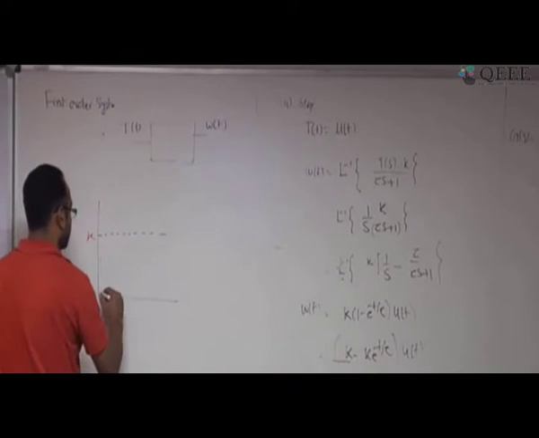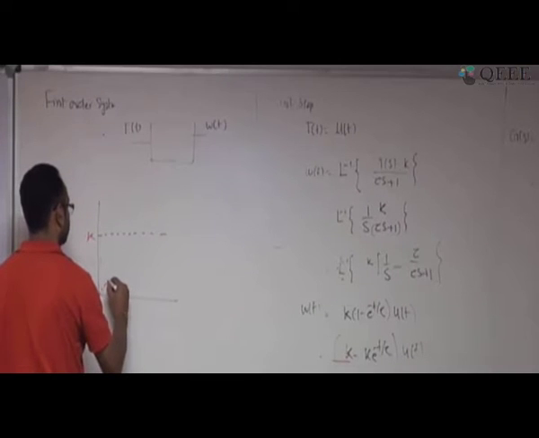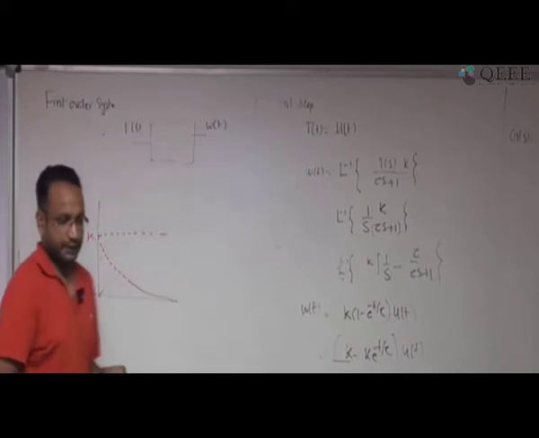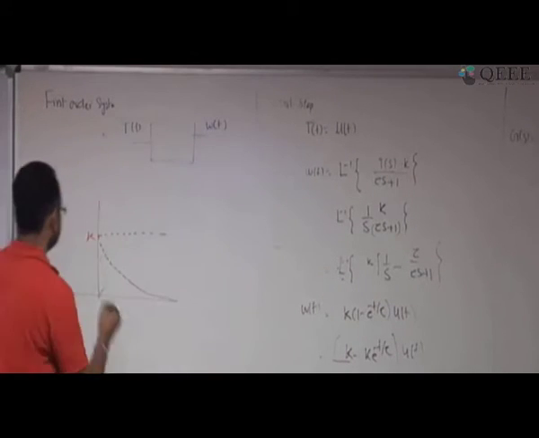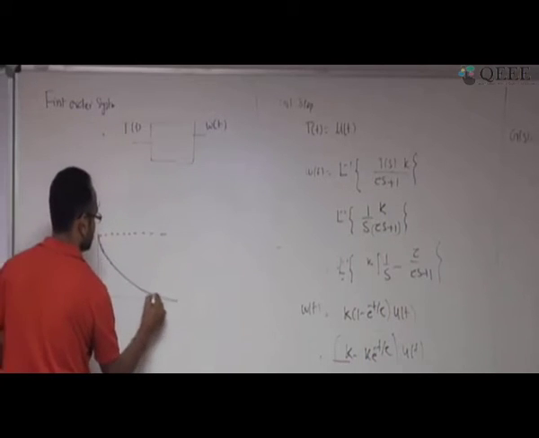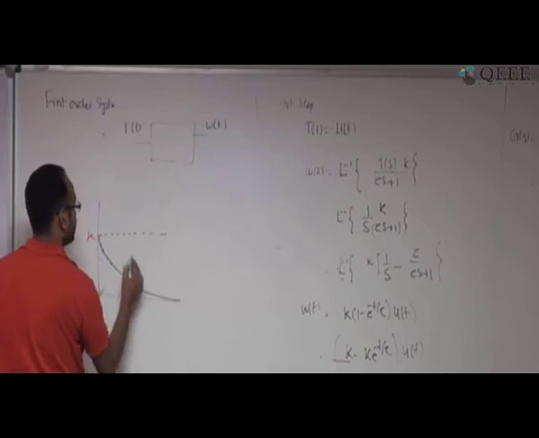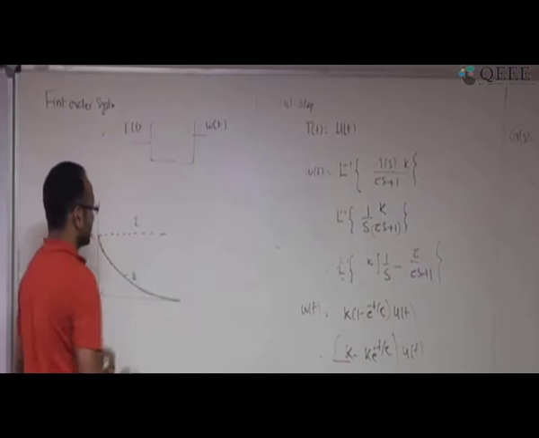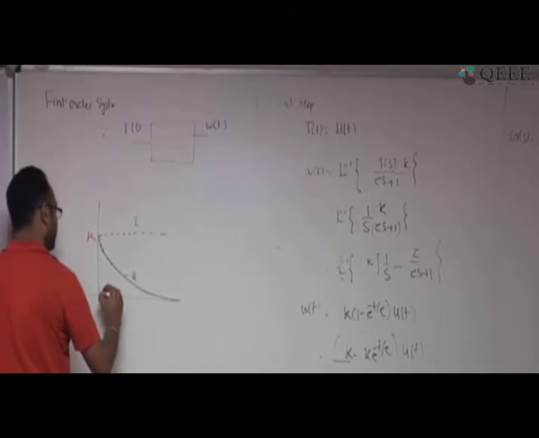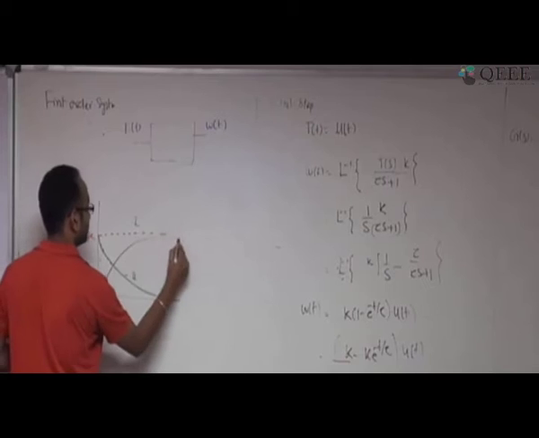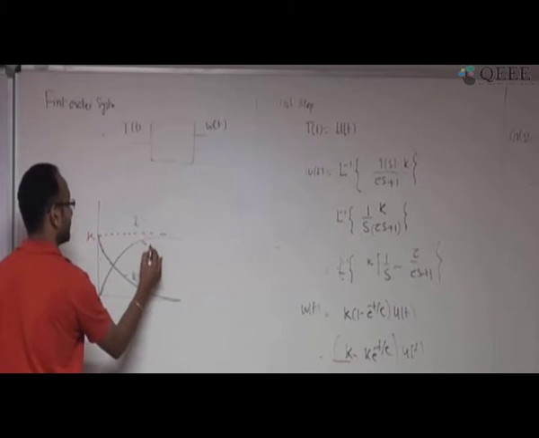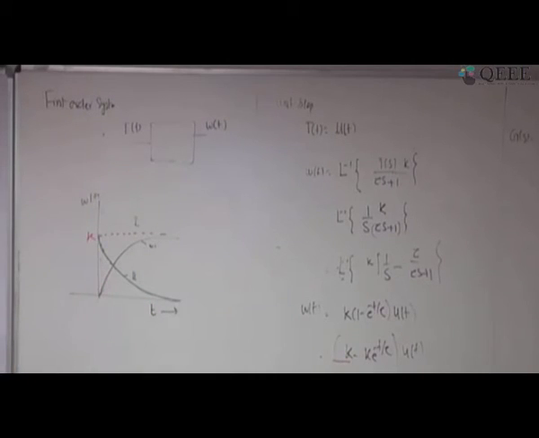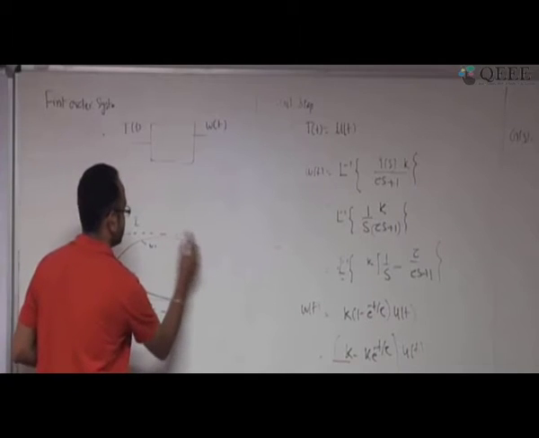The typical response goes like this. Oh sorry, it is going to be something like this. Let me use another pen for this. So this is your second term, this is your first term. Now the overall response is the first term minus the second term. So if you work it out, it will be something like this. This is your final response, omega(t) versus t, and finally it is reaching a steady state value.